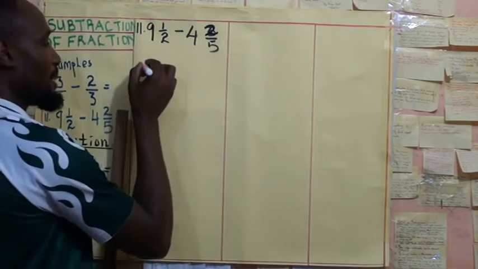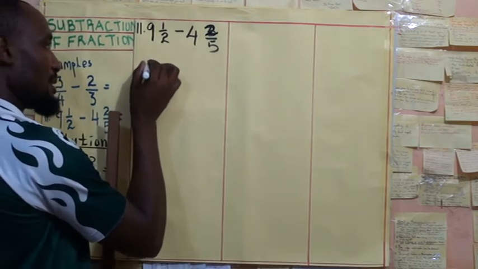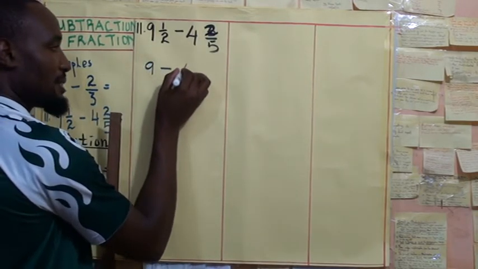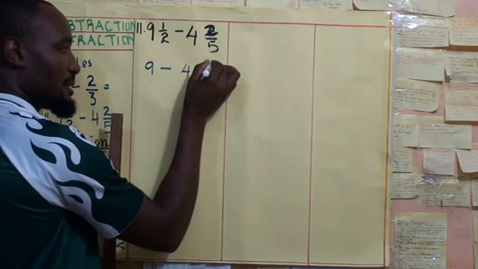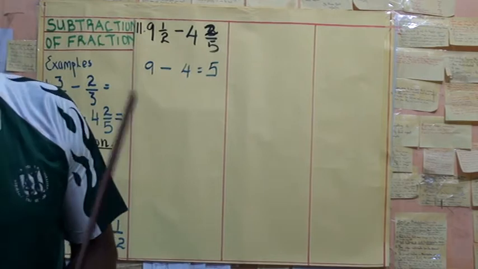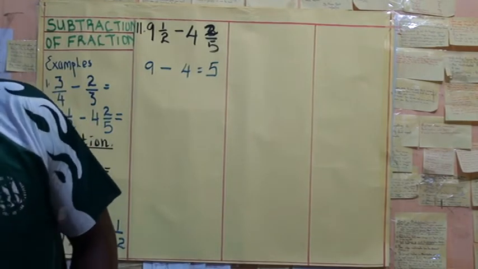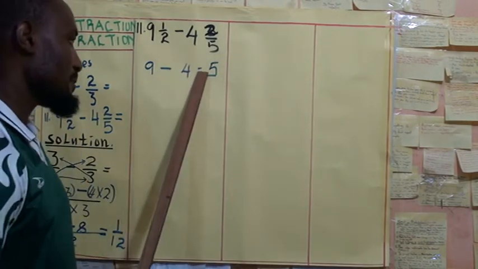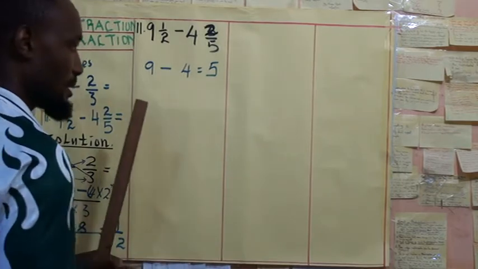You start by subtracting the whole numbers. That is 9 minus 4. What will you get? You'll get 5. You start by subtracting the whole numbers. That is 9 minus 4, and it gives you 5.